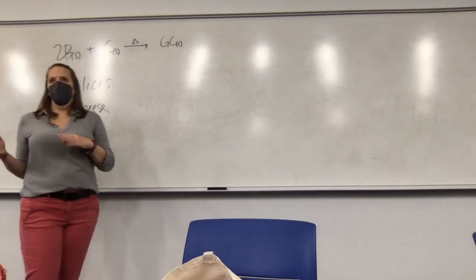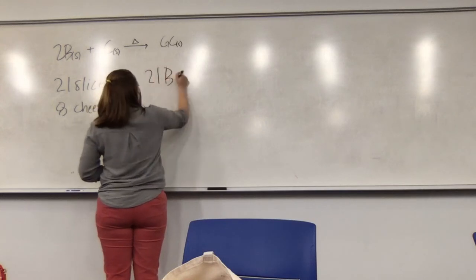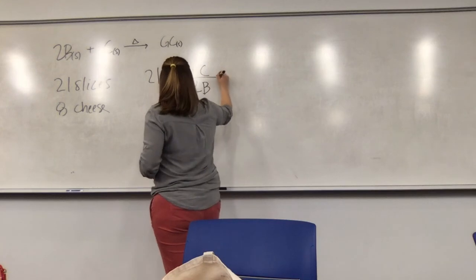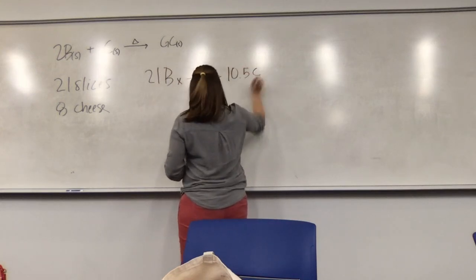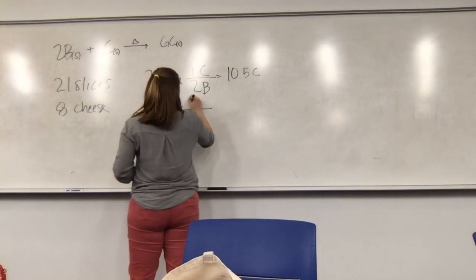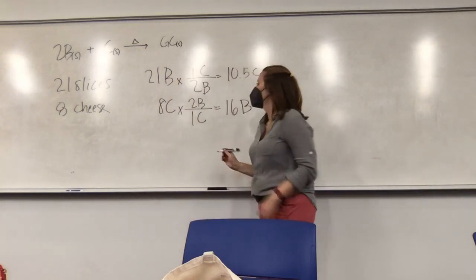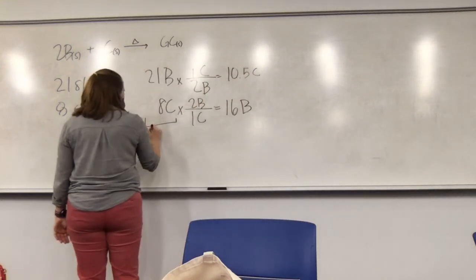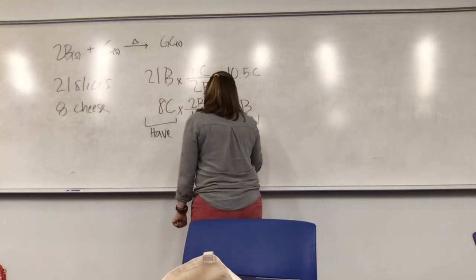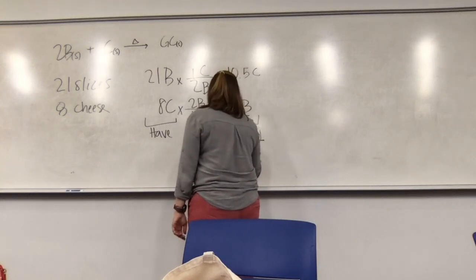For a chemical equation, we'll be able to take our 21 breads. Now we're going to use our stoichiometric ratio of 2 bread to 1 cheese to get 10.5 cheeses. I know, 8 cheese, 1 cheese to 2 breads. That tells you 16 breads. This is what we have. This is what we need to use all we have.